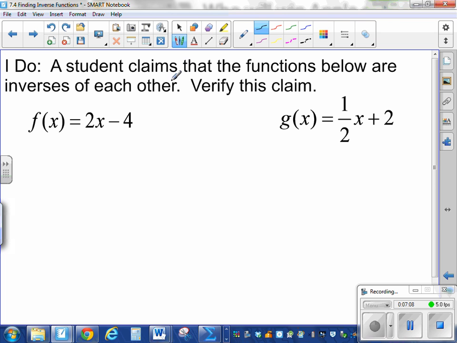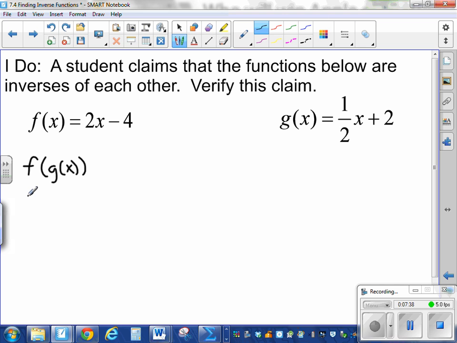A student claims that the functions below are inverses of each other. Verify this claim. So the first thing I'm going to do, I'm going to take f of g of x. So you got to do it twice. The first time, you can do the g of f of x first, but let's just do the f of x first. So f of g of x. I think this was actually one of the problems we already did in class, so we're just verifying here. Looking at them, it seems reasonable that they are inverses of each other, but we got to double check. So f of g of x.